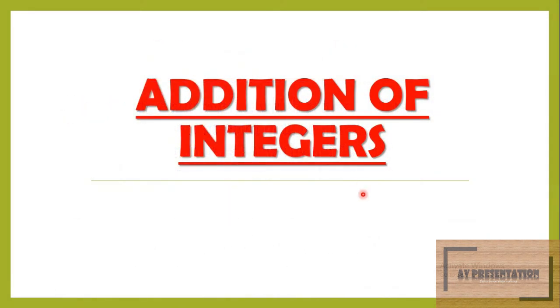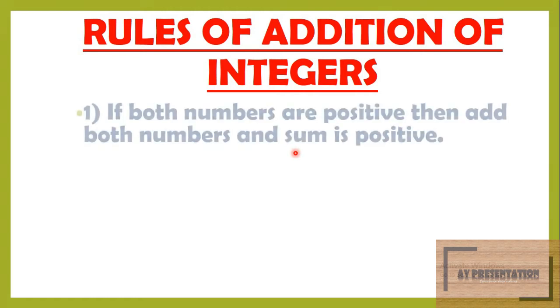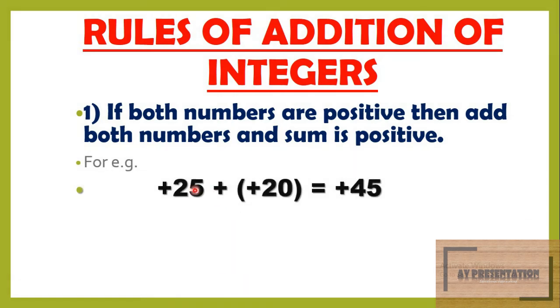Now the next point is addition of integers. Firstly, we learn about the rules of addition of integers. First rule is, if both numbers are positive, then add both numbers and the sum is positive. Now observe this example. Here, the first number is positive 25, then plus, in brackets, positive 20. Here both numbers are positive, so 25 and 20. So the sum of both numbers is positive 45.